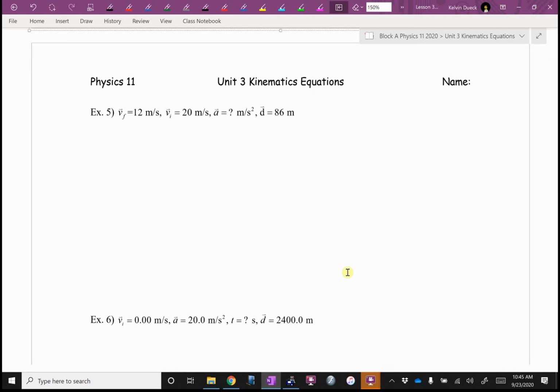Max, what are they asking me to find? Acceleration. By the way, if this was a word problem, it would say something like a car is going at 12 meters per second. It accelerates to 20 meters per second in 86 meters. What was the rate of acceleration? Okay, we'll get to the word problems next class. So we're looking for an equation that has a VF, a VI, an A, and a D in it. There is one.